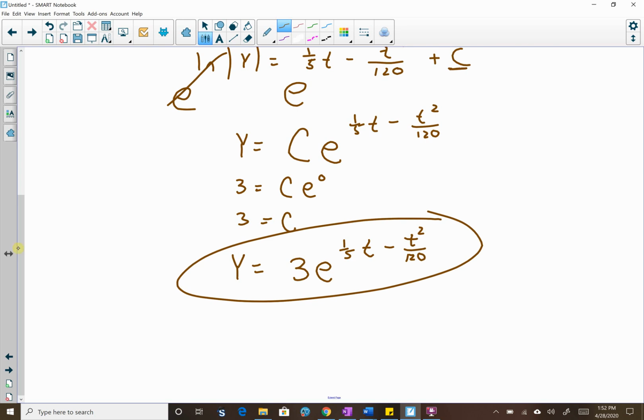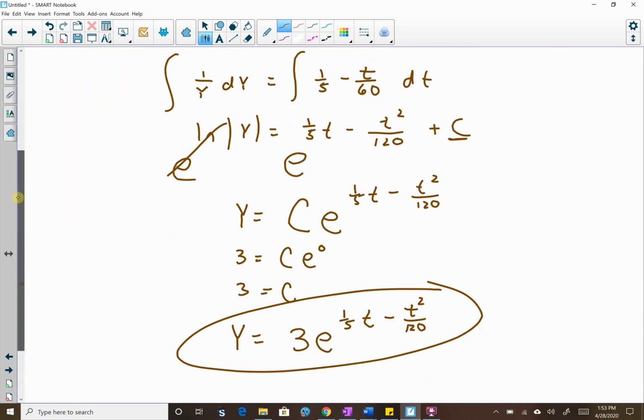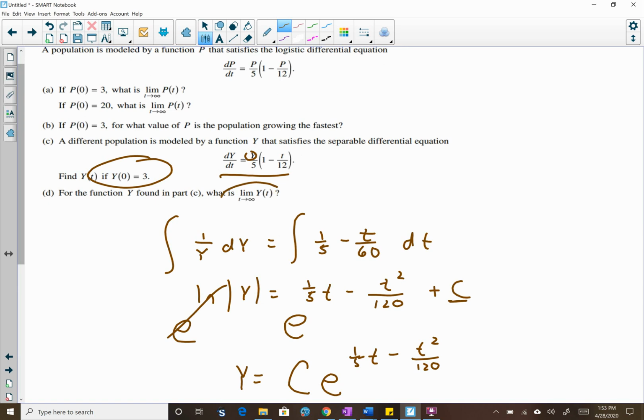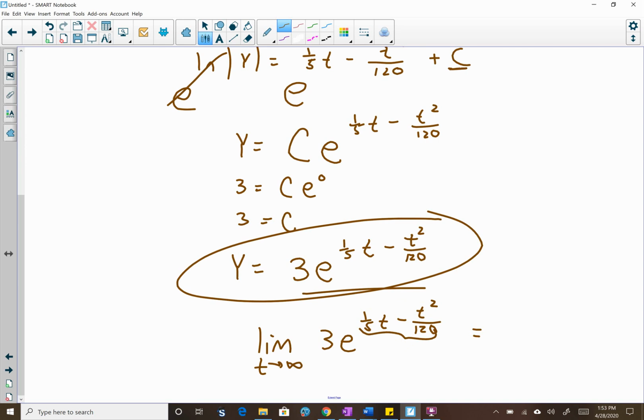Okay, part D. This is where you have to be careful. It's only worth 1 point, but it's all or nothing. Based on the y of t that you found in part C, find the limit as t goes to infinity. So if I take the limit, this is my y of t, 3e to the 1/5 t minus t squared over 120 as t goes to infinity. Be careful here. Yes, going to infinity, but this one's going to grow faster. So this top is actually going to be a negative value, which puts that in the denominator.